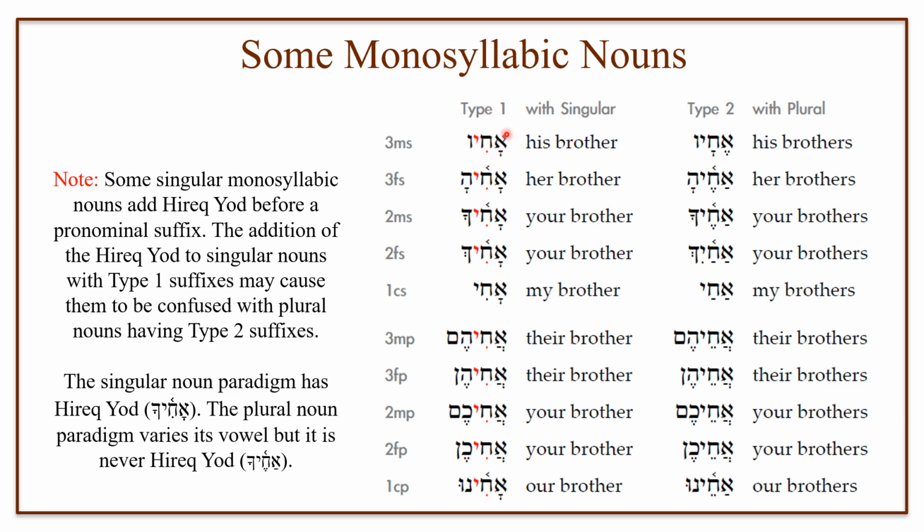Sometimes this happens with monosyllabic nouns, but here's what you can take note of. The hirik yod is different than any other ending that occurs with the type 2 suffixes. The yod that occurs with the type 2 suffixes will never be preceded by a hirik. You've got komets here, sagol here, patakh here, sere here. You never have a hirik before the yod in any of these type 2 suffixes. So if it's a hirik yod, you should quickly think, that's because this is a monosyllabic noun.